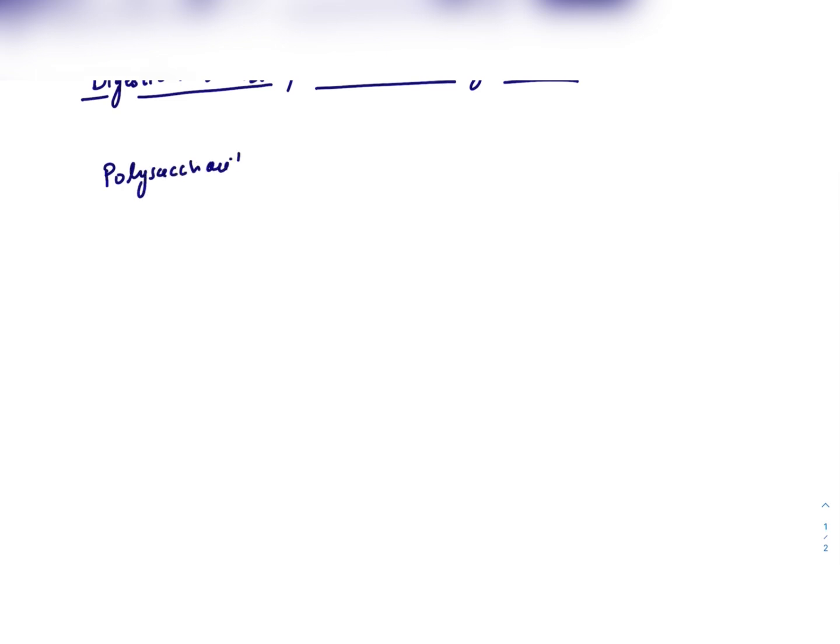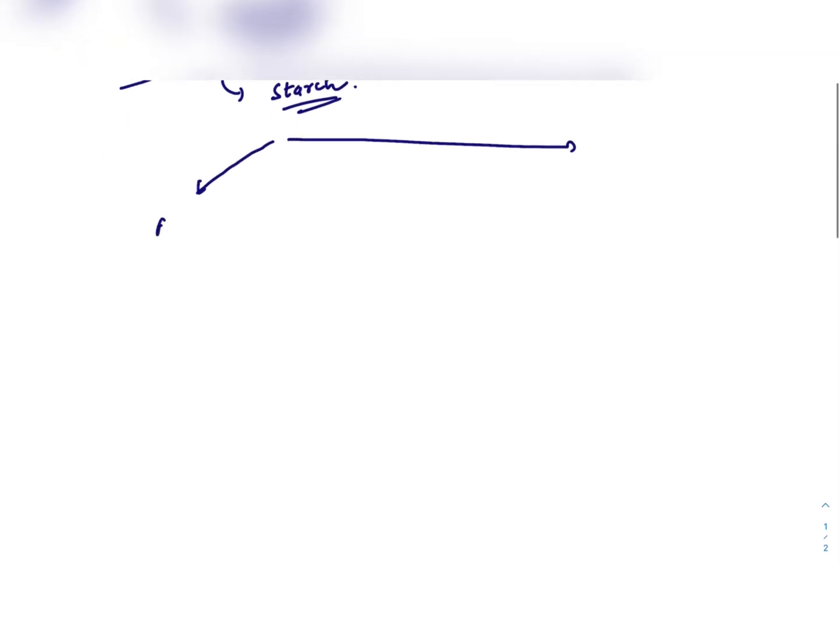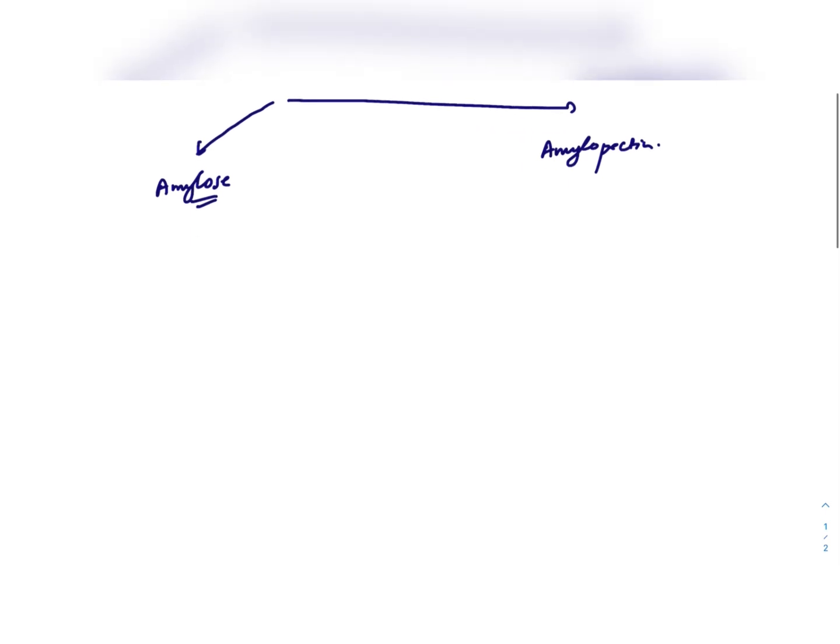The main polysaccharide which you take in your diet, as you know very well, is starch. And if you see the structure of starch, it is present in two forms: it is present as amylose and it is present as amylopectin. And you know very well the digestion process while eating starts in the mouth itself.